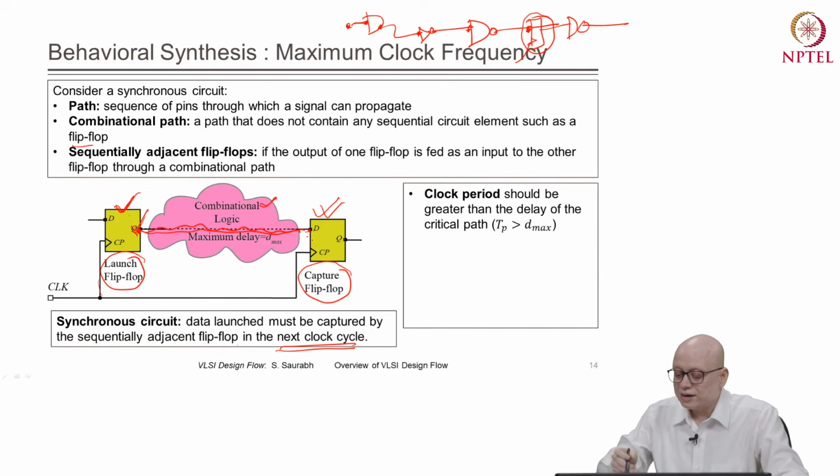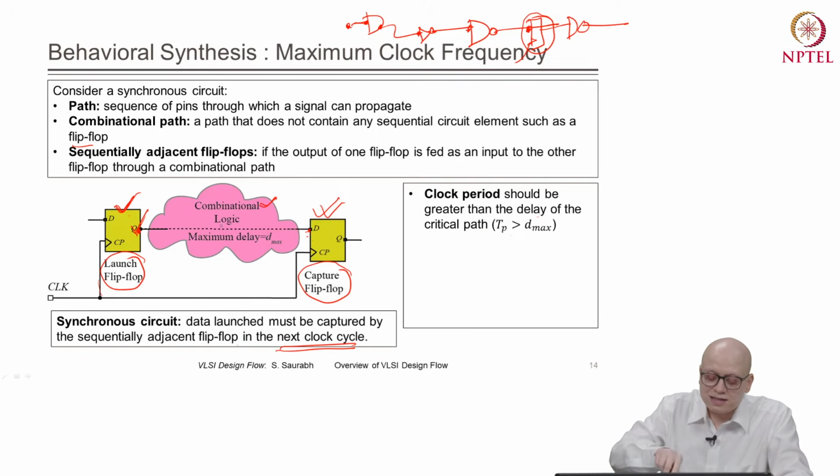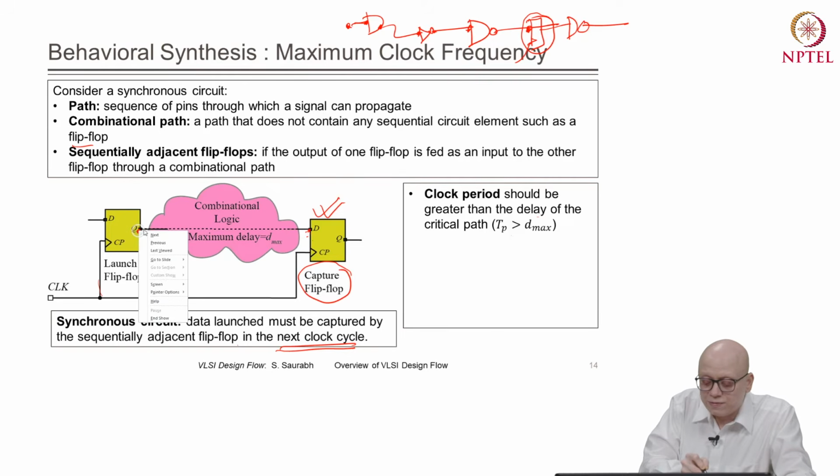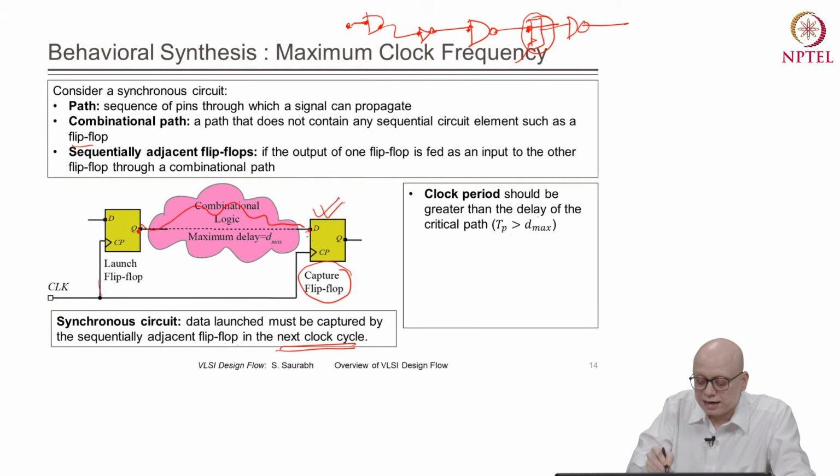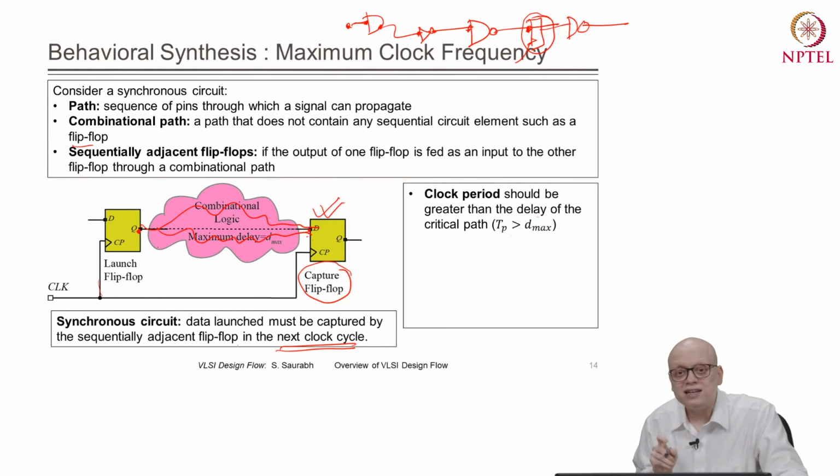So we can write that the clock period Tp should be greater than D max. What is D max? D max is basically representing the maximum delay that is there between Q and D. Note that between Q and D there can be multiple paths. Out of these paths, the one which is exhibiting the maximum delay, that is D max.